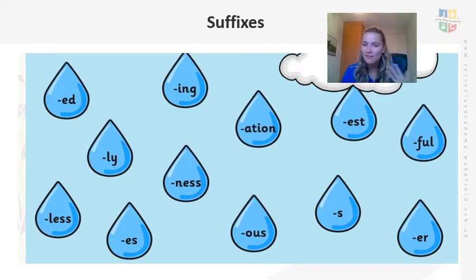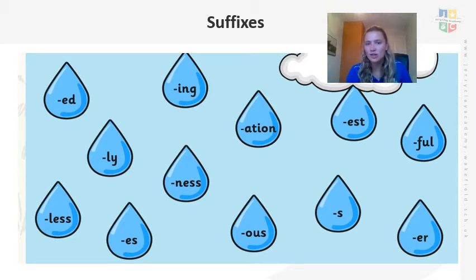So whilst we're talking through the examples of what suffixes are, you might think straight away, oh, I can think of this word, oh, I can think of this word. So we've got ed, ly, less, s, ing, ness, ation, us, est, full, and yeah. So we've got lots of different ones.